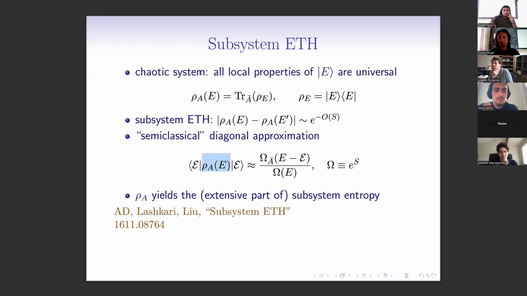Yeah. I do have a question. Does subsystem ETH have any relation with spin correlation function? Spin correlation function? Yes. I do not know what that is. Maybe you can tell me a little bit about the spin correlation function. Perhaps I can ask after, we can talk after the presentation. You mean a correlation function of spin operators?